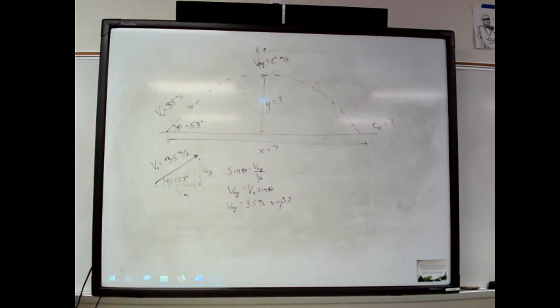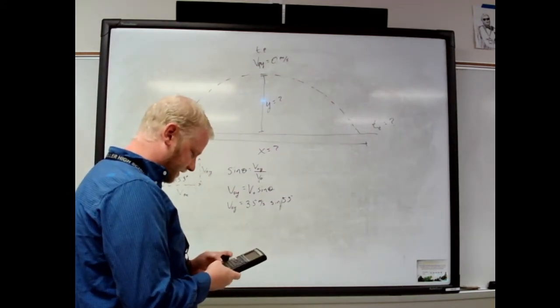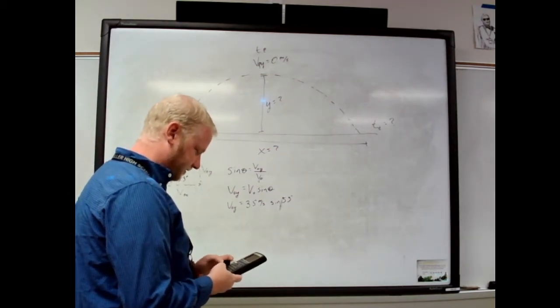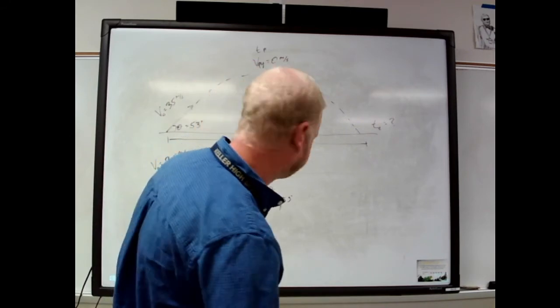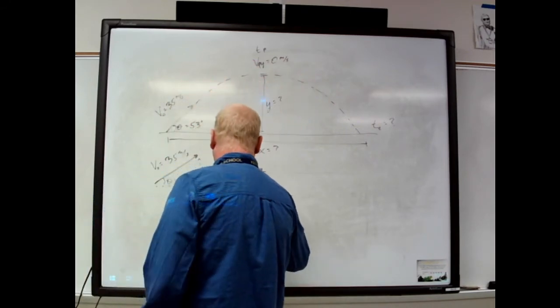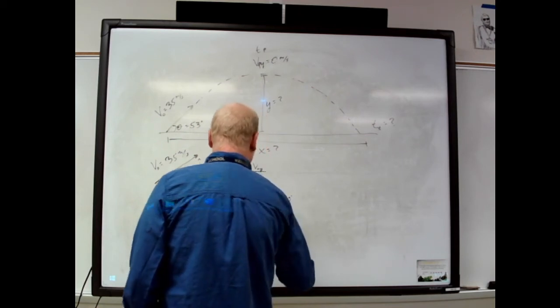Again, make sure that your calculators are in degree mode and not radian, especially if you're in pre-cal. So 35 times the sine of 53 gives us 27.9, so we'll just say 28. So V naught y is 28 meters per second.